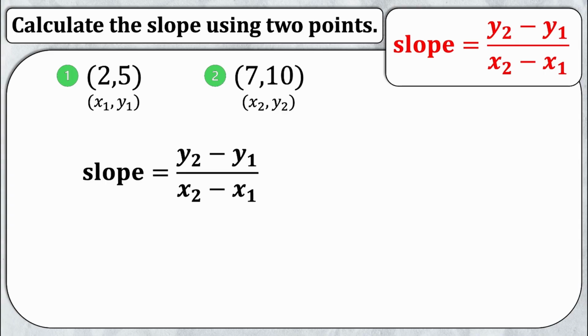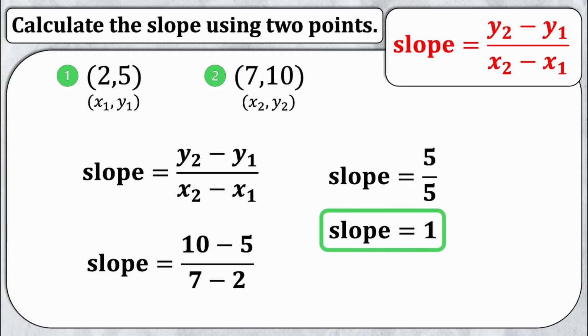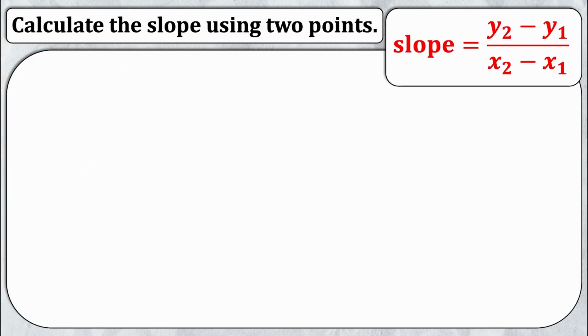So now that I have that labeled, if I want to plug in my y2 value, I just look up and say, oh, it's the y value of point number 2, which is 10, minus the y value from point number 1, which is 5. So 10 minus 5. Well, what's the x value from point number 2? It's 7, and then we subtract the x value from point number 1, which is 2, and that gives me 7 minus 2. So once I've substituted everything in, I have 10 minus 5 over 7 minus 2, and that simplifies to 5 over 5, which of course is just going to simplify to the slope equaling 1. Seems easy, right?